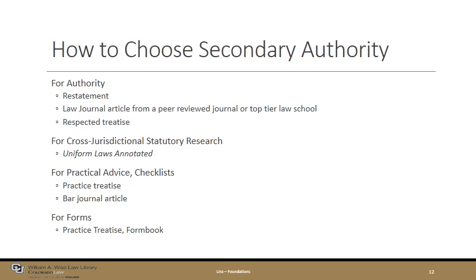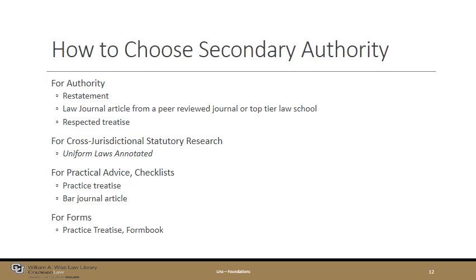A law journal article from a peer-reviewed journal or top tier law school. These are typically written by the experts in the law and they're high quality journals. That would help you find an authoritative statement of the law. Or a respected treatise. Some treatises have an air about them. They've been around for generations and they are considered to be expert scholarly statements on the law. So that would be good for authoritative statement.